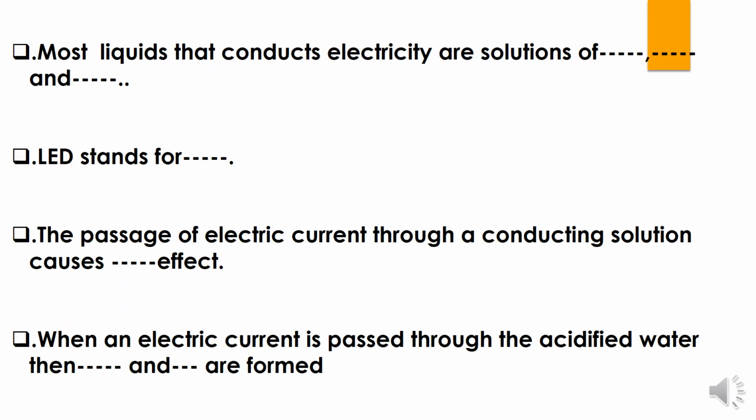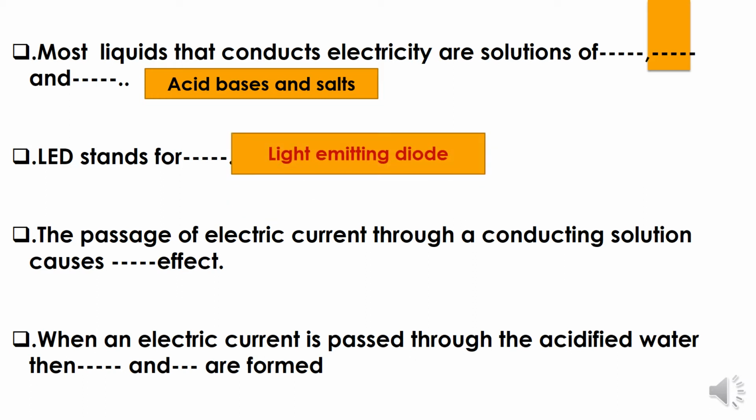The first question is, most liquids that conduct electricity are the solutions of acids, bases and salts. And why the acids, bases and salts? Because they can form ions in the solution. Next, LED stands for, I hope everybody knows this, light emitting diode. Next, the passage of electric current through a conducting solution causes which type of effect? So that is nothing but a chemical effect.